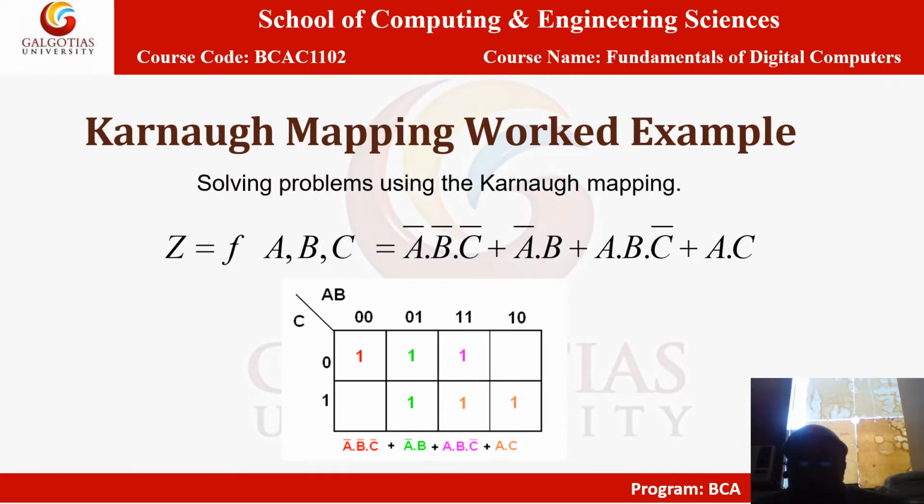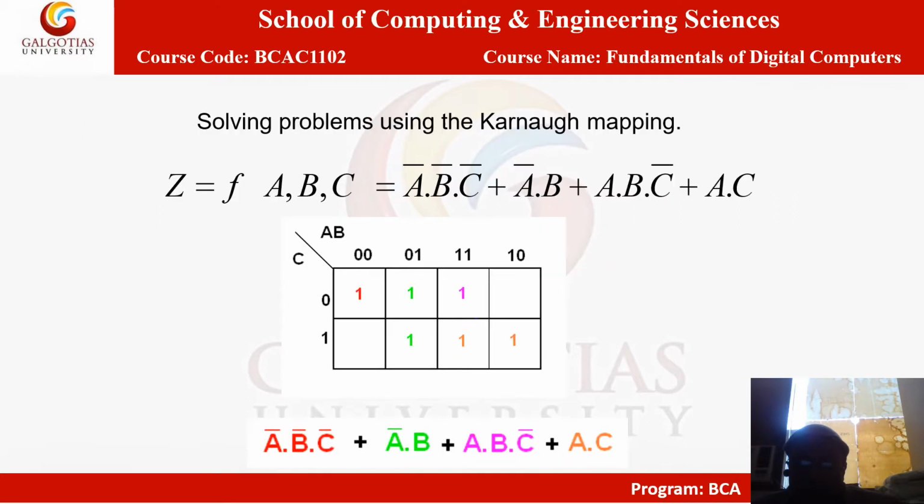So let's see the next slide. How 1 is marked here. Now you already know this 1 represents all the main terms, all the 4 main terms given in this expression. Okay. Now let's move to the next slide.